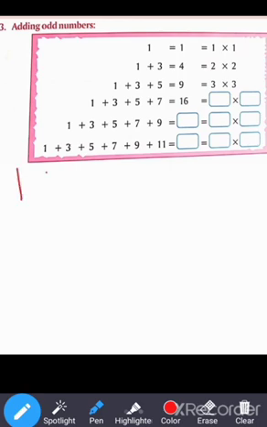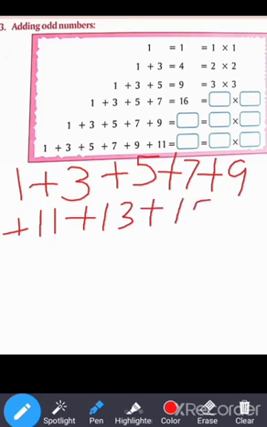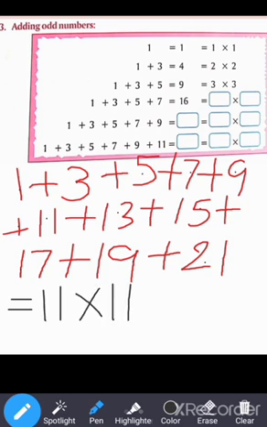For example, if we are adding 1, 3, 5, 7, 9, 11, 13, 15, 17, 19 and 21. Suppose we are adding these numbers. How are we going to find out the answer? We will first check how many numbers we are adding. 1 2 3 4 5 6 7 8 9 10 11. So total 11 numbers we are adding. So 11 11's answer will be 121.